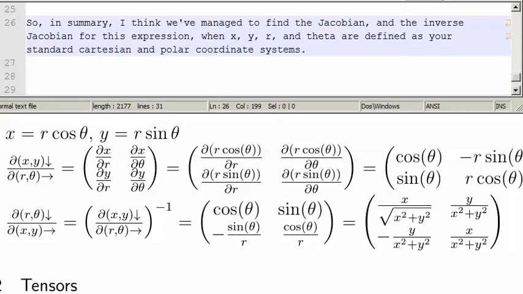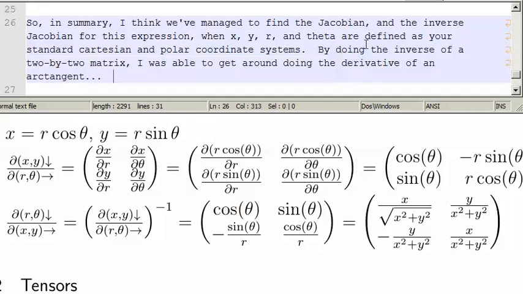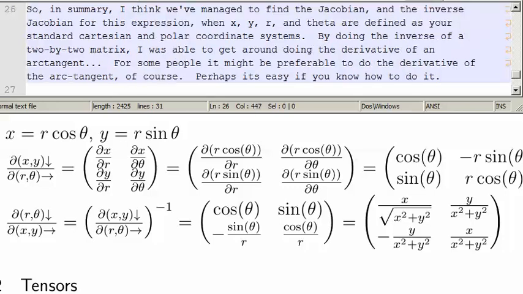So, in summary, I think we've managed to find the Jacobian and the inverse Jacobian for this expression when x, y, r, and theta are defined as your standard Cartesian and polar coordinate systems. By doing the inverse of a 2 by 2 matrix, I was able to get around doing the derivative of an arctangent. For some people, it might be preferable to do the derivative of the arctangent, of course. So perhaps it's easy if you know how to do it.